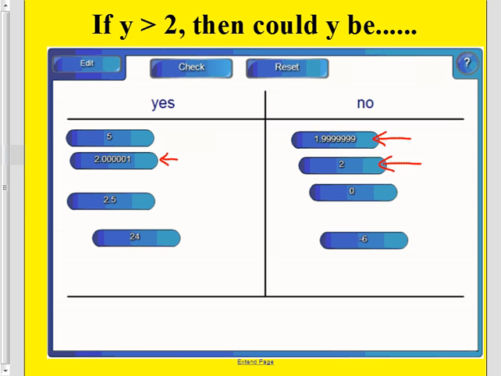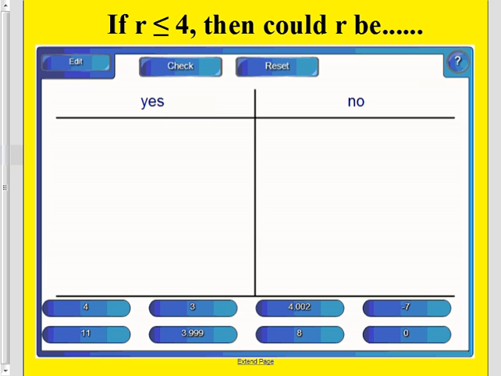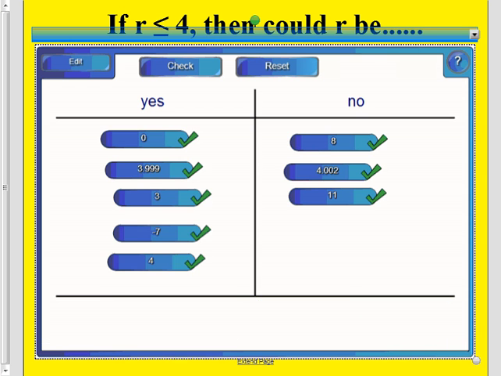All right, let's try another set. So if r is less than or equal to 4, then r could be. Take a moment to try this and then check your work. All right, here are the correct sortings. Notice if r is less than or equal to 4, then 4 is less than or equal to 4, so it's okay to be in that category.